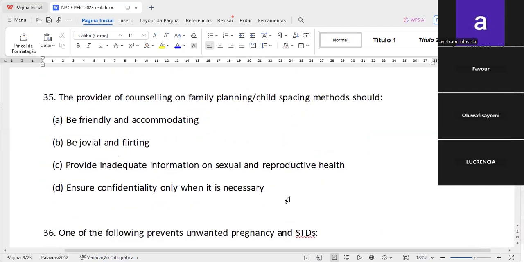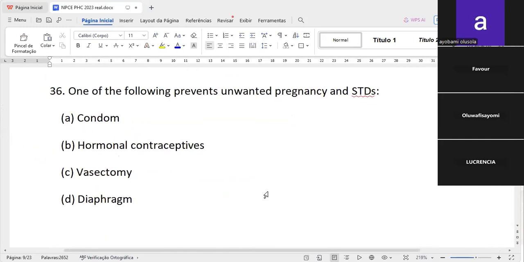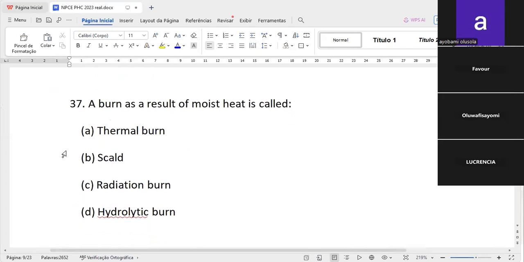35. The provider of counseling on family planning and child spacing methods should be friendly and accommodating, correct? One of the following prevents unwanted pregnancy and STDs. Condom. Correct, condom.